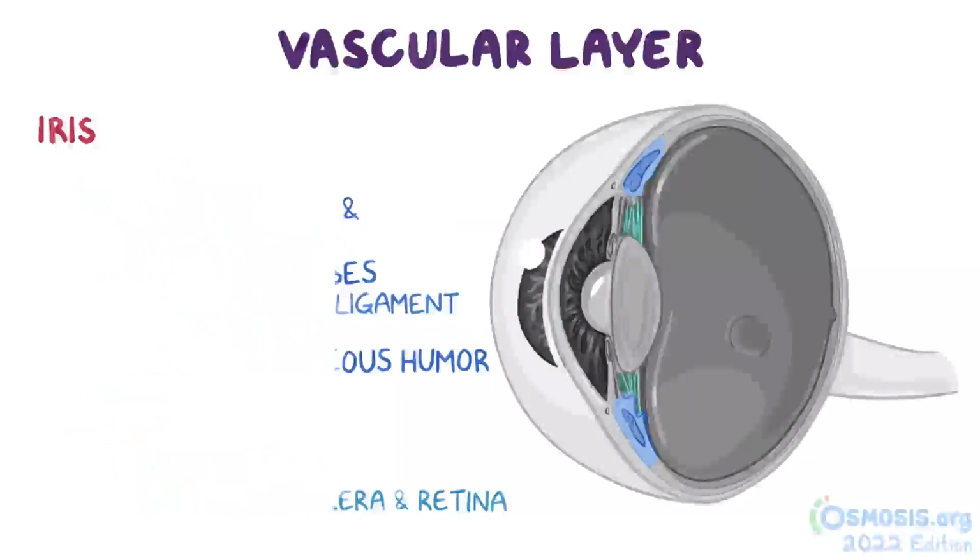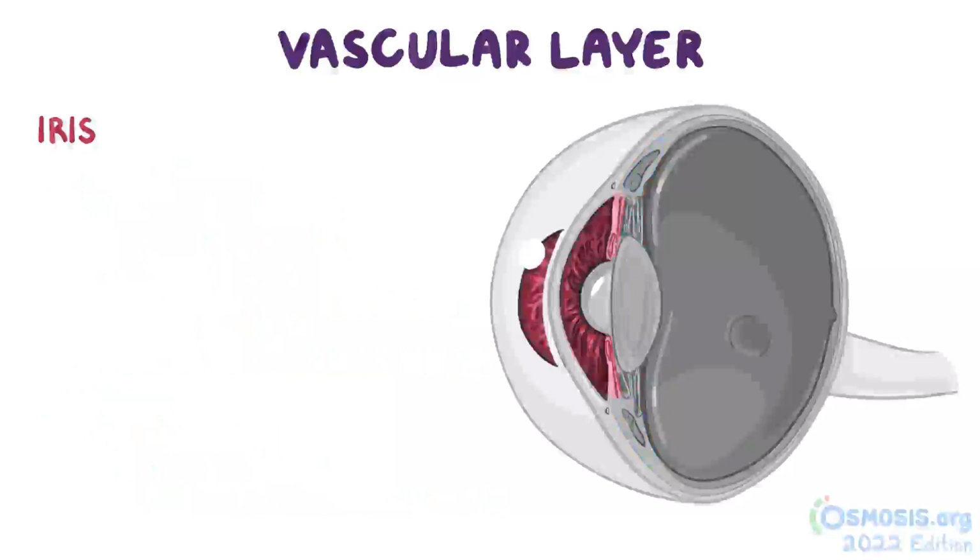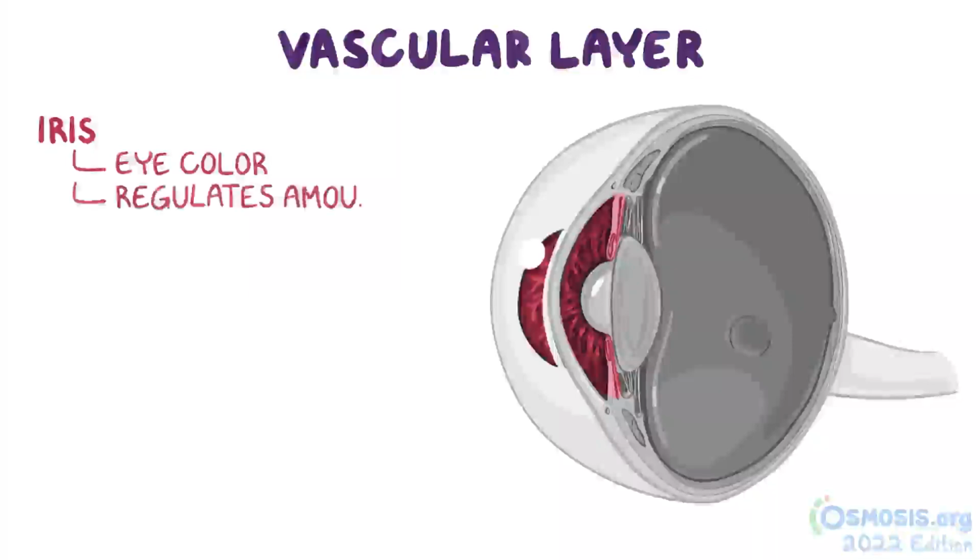Finally, there's the iris, which is only responsible for the beautiful diversity of eye colors. Okay, that's a big fat lie. The iris is far more important than that, as it lies on the anterior surface of the lens and regulates the amount of light that passes through the pupil, a small opening in its center.